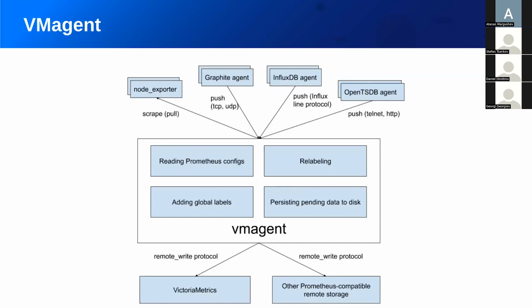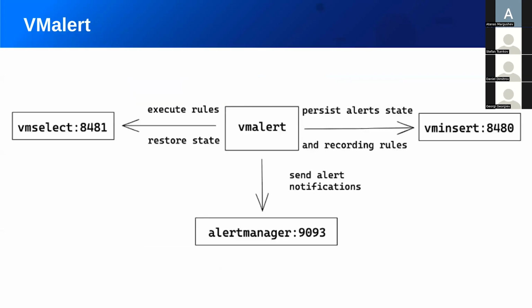The next image is VMalert. This is the component that is responsible for recording rules and alerts. And this image shows quite nicely how you would configure it. So VMSelect is going to be used for executing queries and getting data. VMInsert is going to be used for writing back the actual rules and new metrics that you calculate. And it's also going to evaluate your alert expressions, and if anything is firing, it's going to call Alert Manager. So very, very similar to Prometheus.